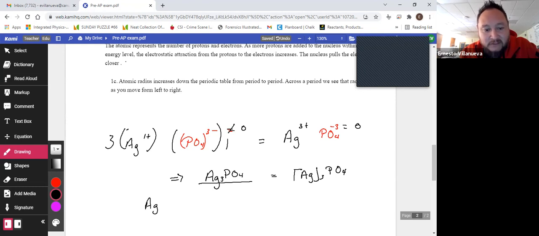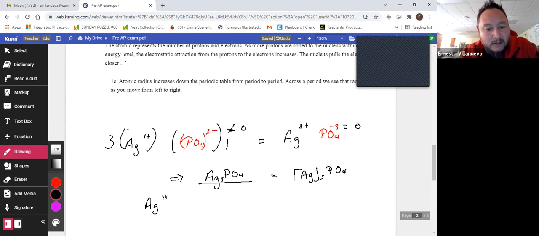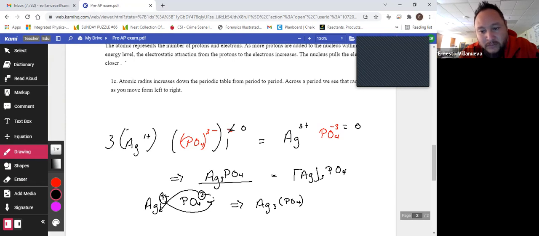Shortcut: if I have silver, that is a 1+, and then I write a +3. And phosphate, which is a 3-. If I take this number and bring it down here, and I take this number and bring it over here, see how it makes like a little fish? Then I get the same compound. The 1 is out here, but since the 1 is understood, you don't have to write it, and you end up with the same compound.